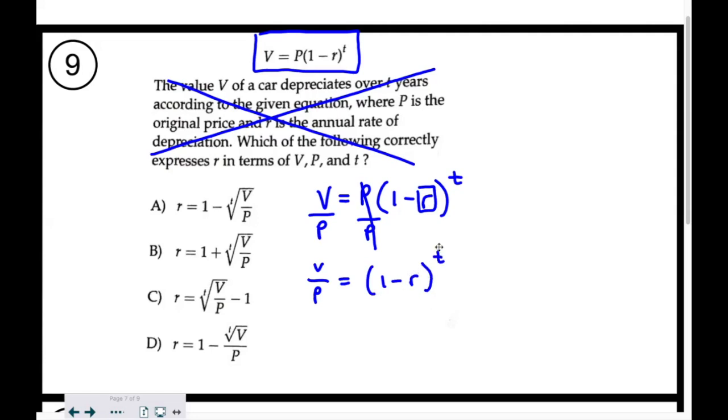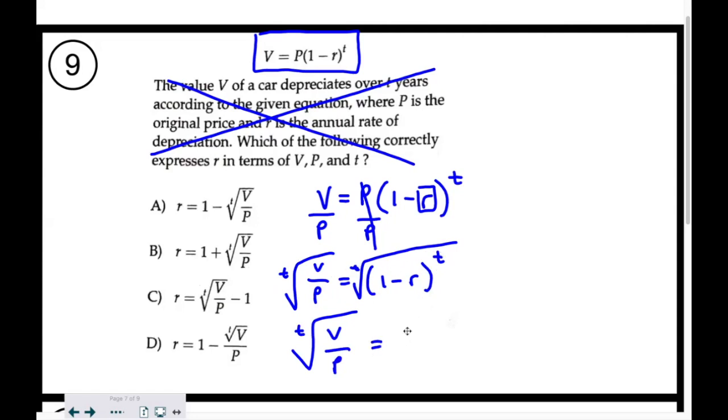Now, to get to r, I need to get rid of the t. Well, the t is a power, and the opposite of a power is a root. So I'm going to take the tth root of each side. If that's confusing, imagine that if this were squared, you'd take the square root of each side. If it were cubed, you'd take the cube root of each side. And look at the answers to help you. You see how you have a t root of each one? That can give you an idea of what you should be doing.